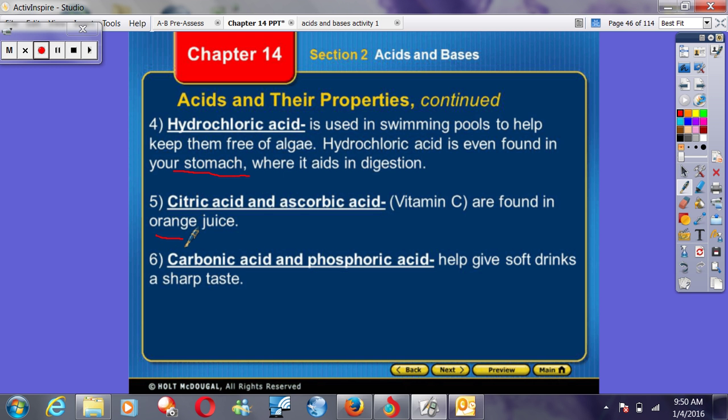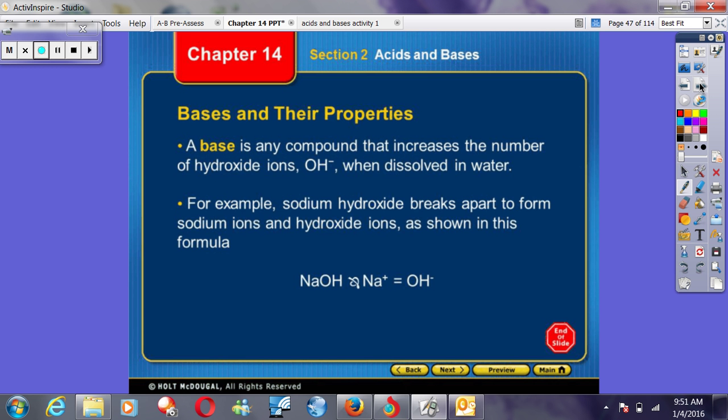That's an easy one to remember. All right. And then carbonic acid, like carbonated water, is in soft drinks. Okay. So carbonic, citric, those are easy. Citric, like citrus fruits, vitamin C. Carbonic, like carbonated beverages, soft drinks, give it a sharp taste. So again, there's 4 easy ones there, I feel like, if you just keep up with it. Okay. Moving to bases. All right.